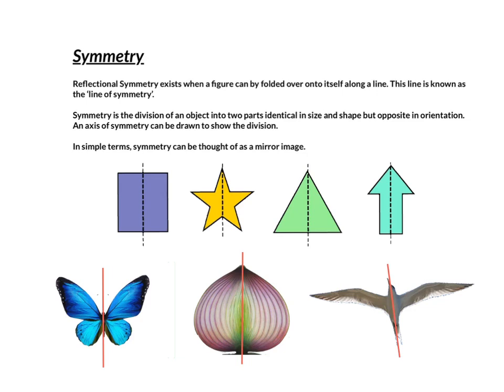The four shapes below have a line of symmetry, a vertical line of symmetry, where the left-hand side and the right-hand side are a mirror image of one another. We can find symmetry all around us in nature.